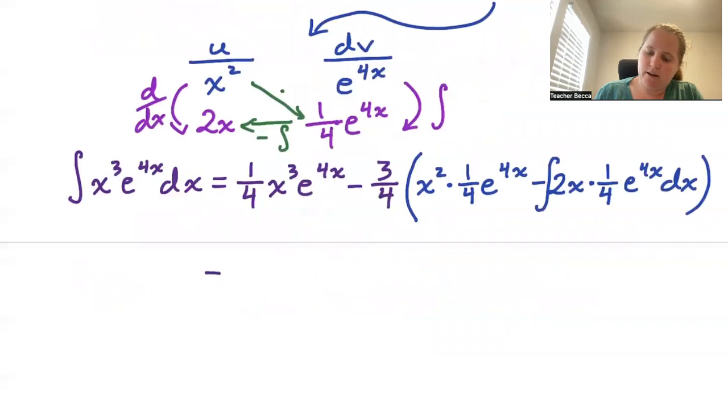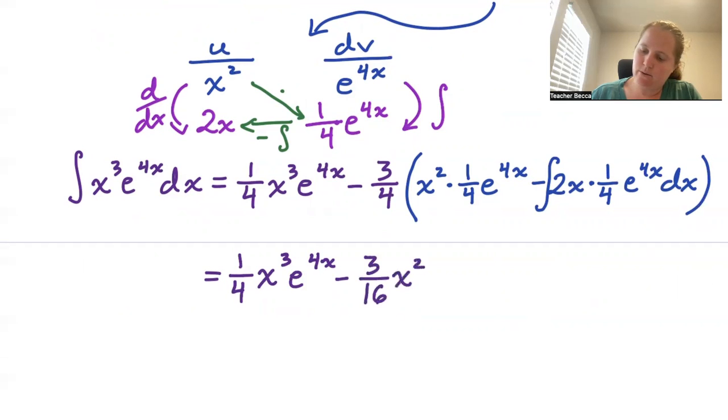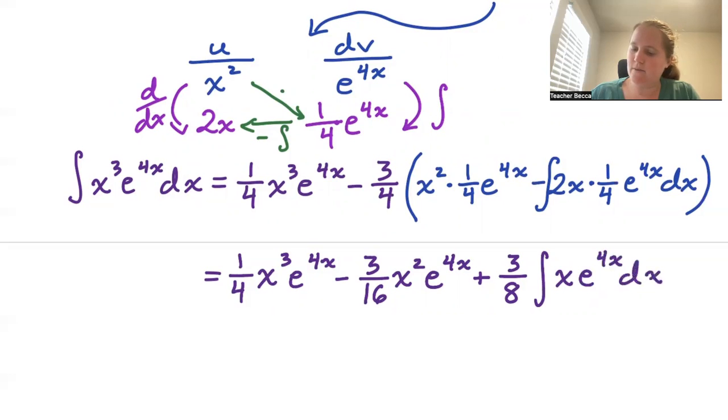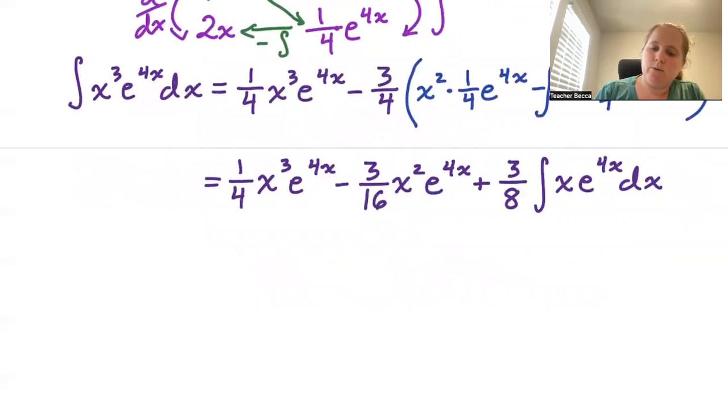Simplifying this, we are looking at 1/4 times x cubed e to the 4x minus 3/16 times x squared e to the 4x. Then we have plus 3/8 times the integral of x e to the 4x dx. Again, 3/4 times 2 would be 6/4 times a fourth simplifies to 3/8. At this point, we will run one more set of integration by parts.